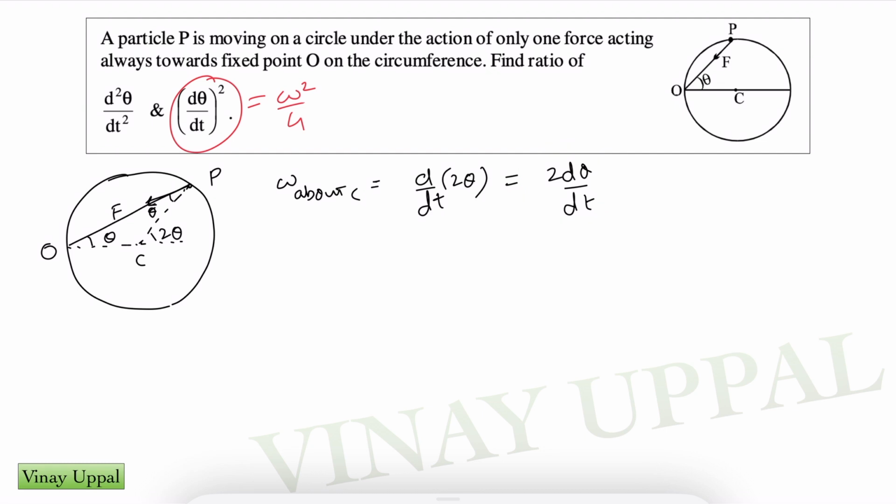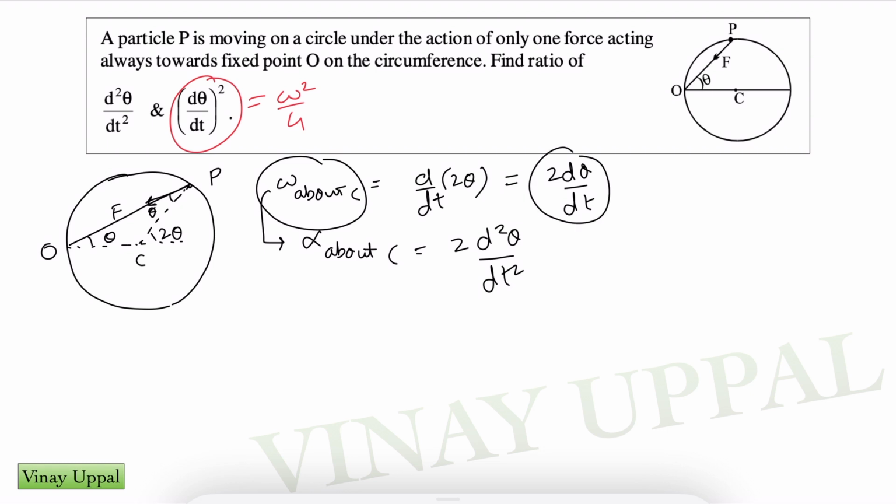And what about d2 theta by dt squared? If I just differentiate this, I'll get the angular acceleration about C, about the center. I've just differentiated these two and I've got alpha is equal to 2 d2 theta by dt squared. So d2 theta by dt squared that is being asked in the question is basically alpha by 2. So I basically need to figure out the alpha and omega squared.